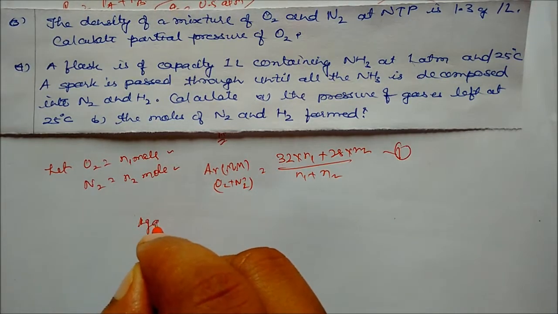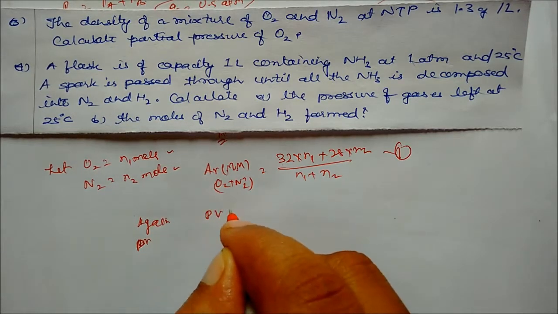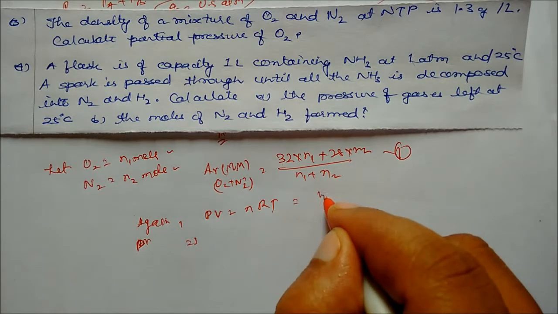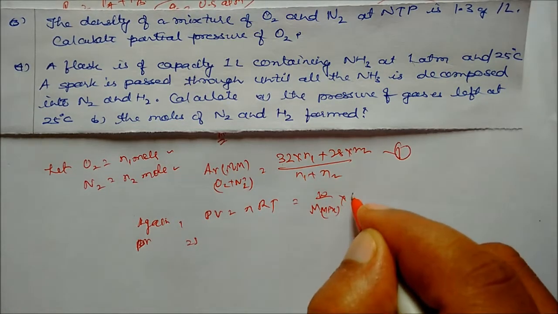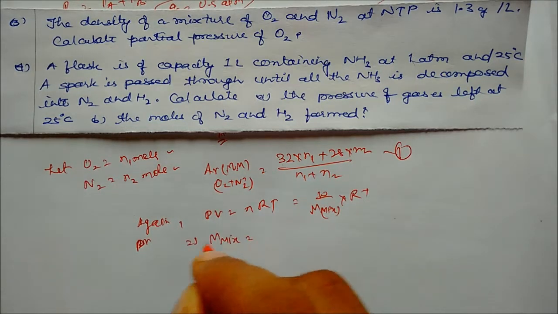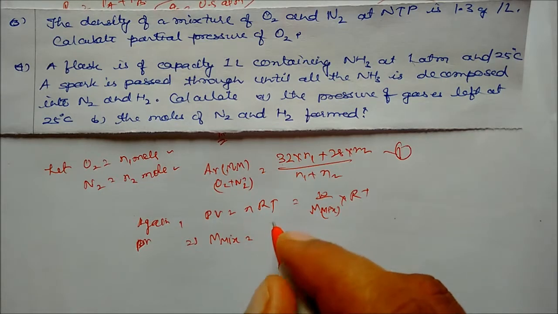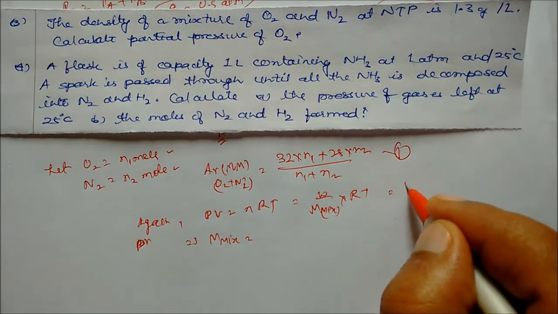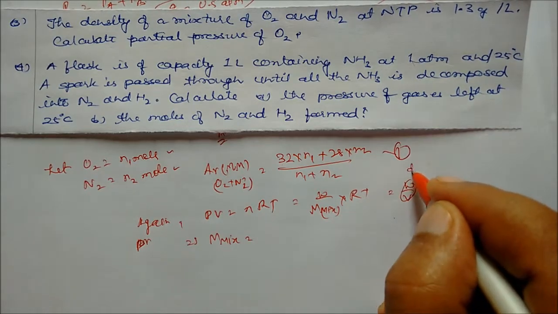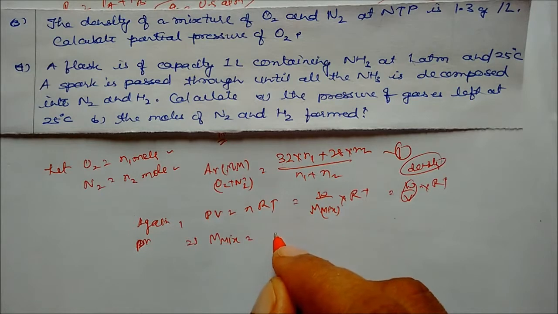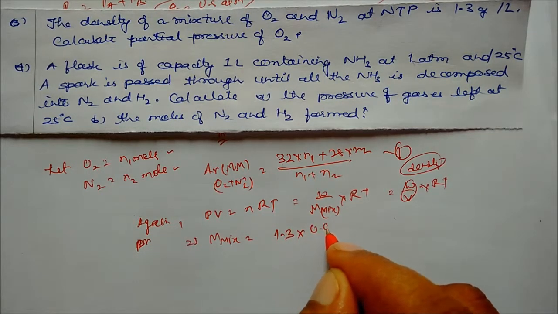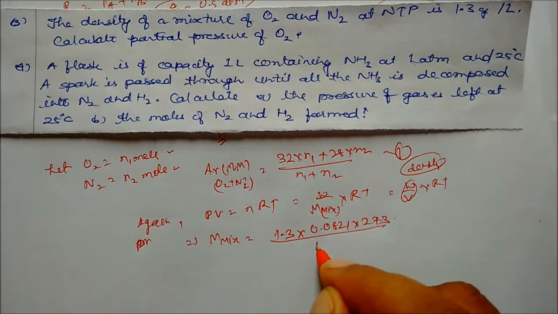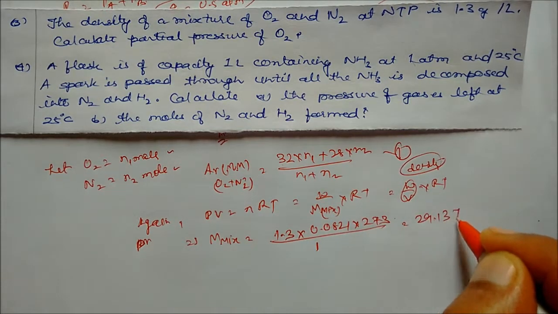Second part, we can use PV equal to nRT. Here n is the total moles of the gas, and the volume is given. So n is equal to weight by molar mass of the mixture, into R into T. So we put the molar mass of the mixture here: P times M equals W by V into RT. W by V is nothing but the density of the gas. The density is given as 1.3, R is 0.0821, multiplied by 273 and divided by 1. If you solve it, you will get 29.137. So this is the second equation.